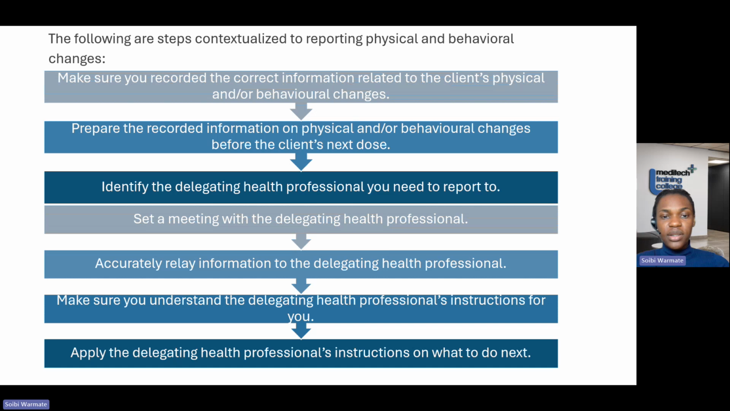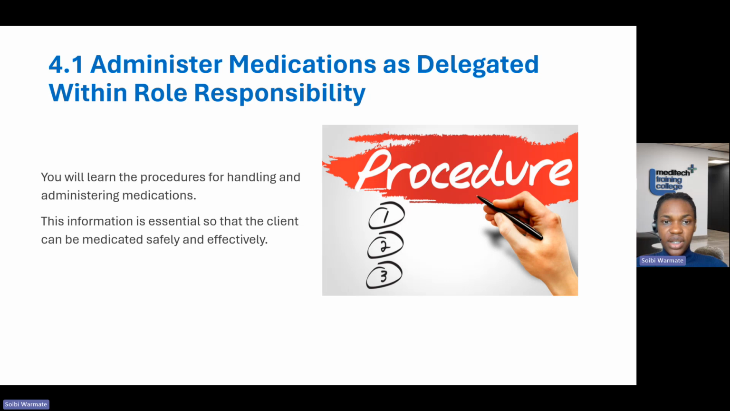You need to identify the delegating health professional you need to report to. You need to set a meeting with that delegating health professional. Accurately relay information to the delegating health professional. Make sure you understand the delegating health professional's instructions for you and apply those instructions on what next to do. Administer medication as delegated within role responsibility.